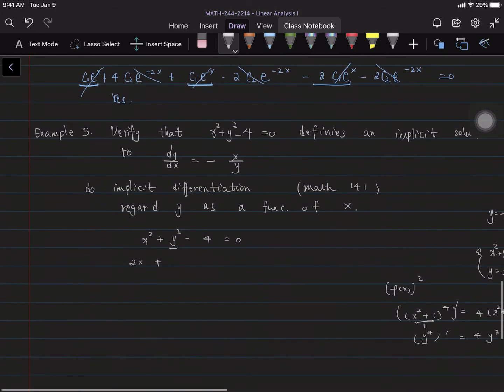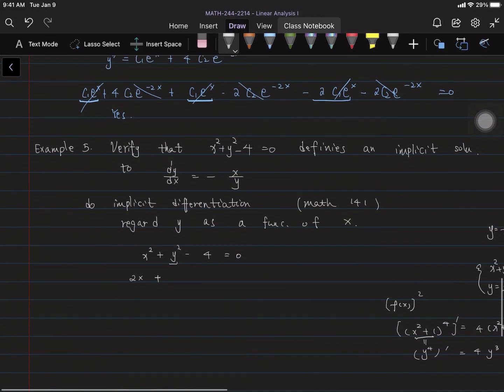Actually, we learned this in Calc 4 and also Calculus 1. So this is 2y y prime, plus the derivative of 4, which is 0, equals 0. And now we solve for y prime. How to solve that? It's just like an equation.